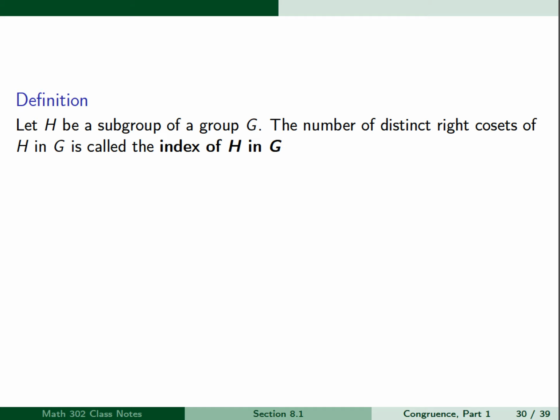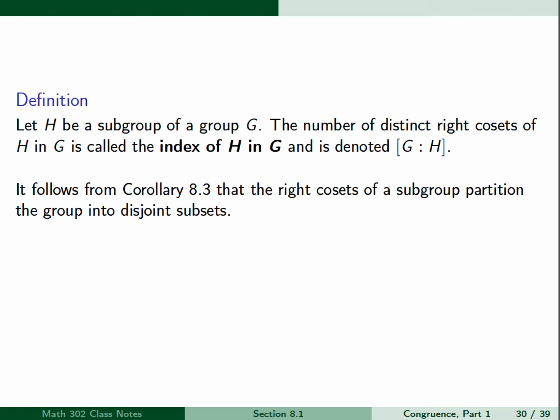Okay, next we have a definition. Let H be a subgroup of a group G. The number of distinct right cosets of H in G is called the index of H in G and is denoted with the notation shown. So we have G colon H enclosed in square brackets.